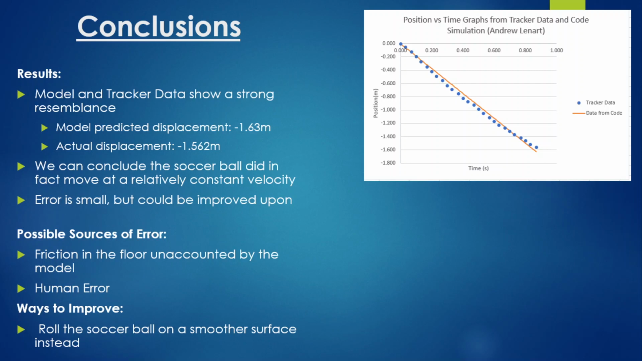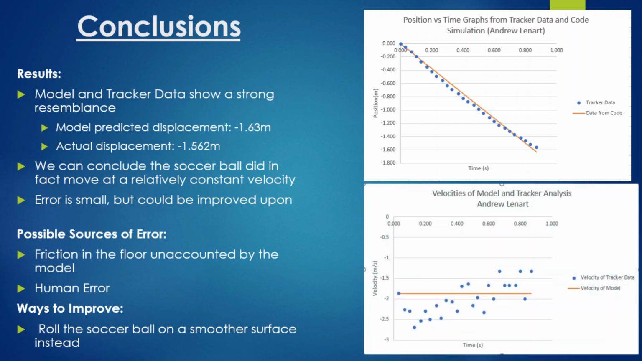Possible sources of error could have been the friction in the floor unaccounted for by the model, or even human error when I was recording the positions. And a way to improve upon this is I could roll the ball on a smoother surface instead to limit the amount of friction on the ball.